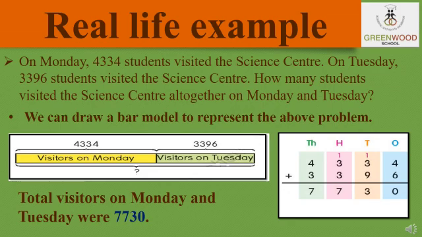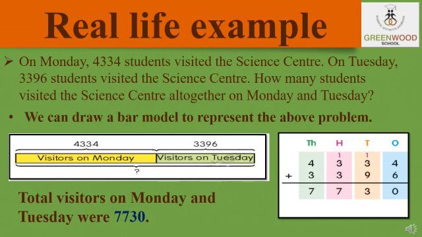On Monday, 4,334 students visited the Science Center. On Tuesday, 3,396 students visited the Science Center. How many students visited the Science Center altogether on Monday and Tuesday?